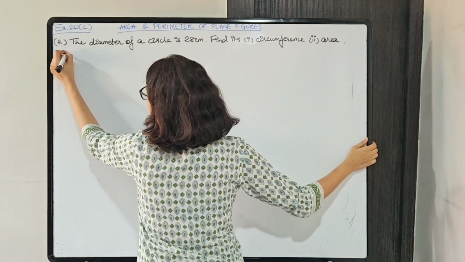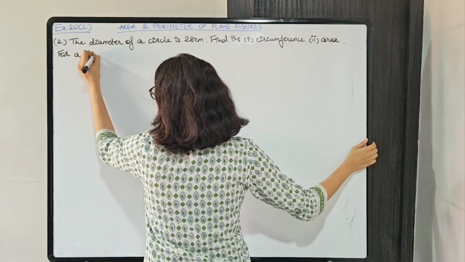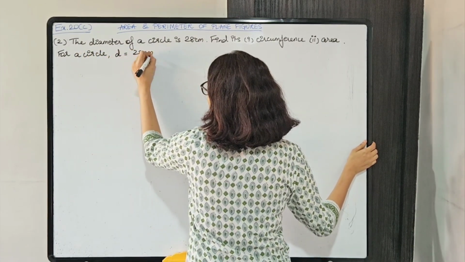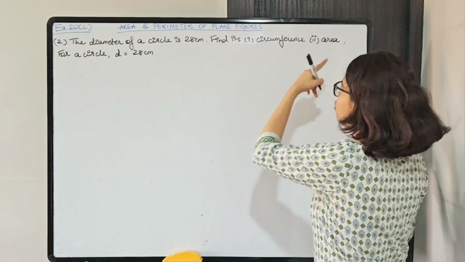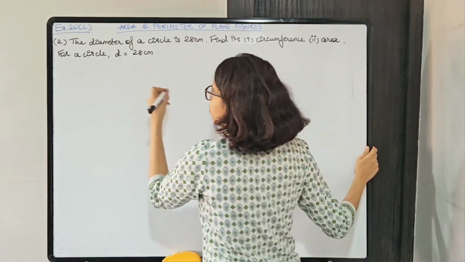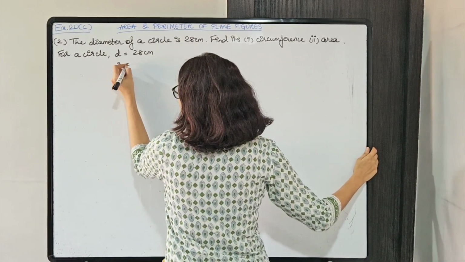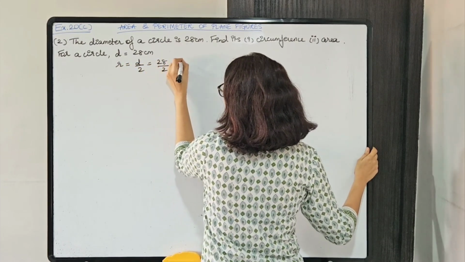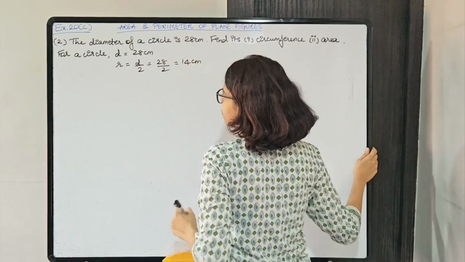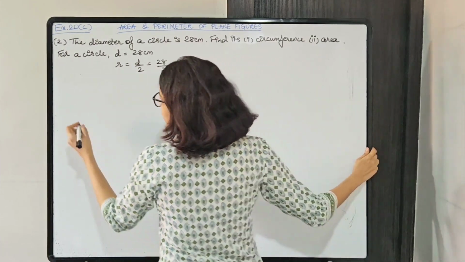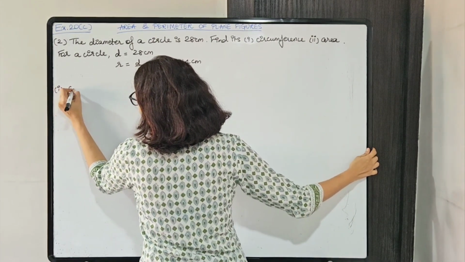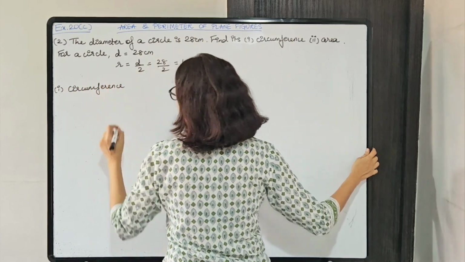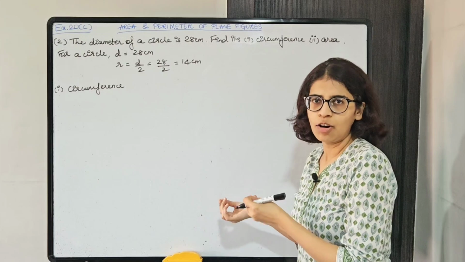For a circle, we know the diameter is 28 centimeter. Let's find out the radius as well because we need to find out the area. So R is D by 2, which is 28 by 2, which is 14 centimeter. First we need to find out the circumference. तो circumference के लिए कोई भी एक फॉर्मूला यूज करो, either pi d or 2 pi r.